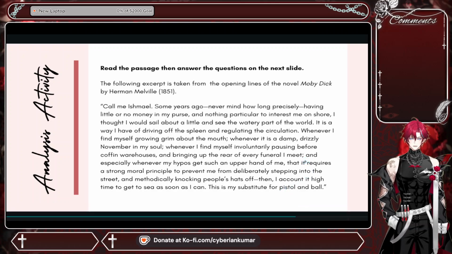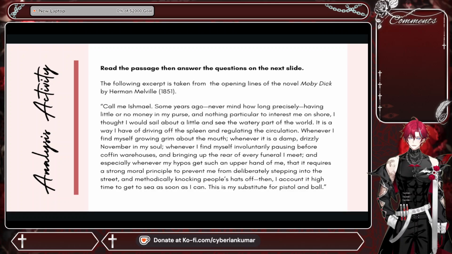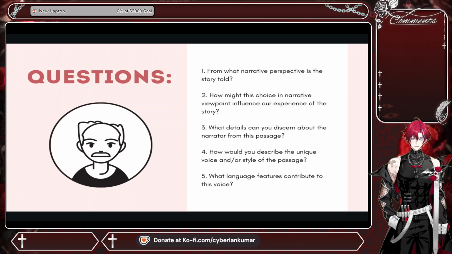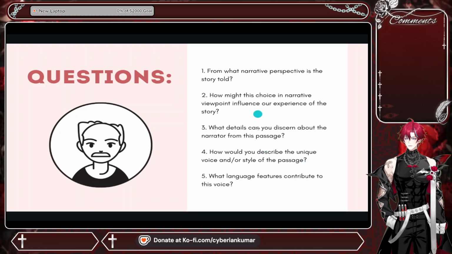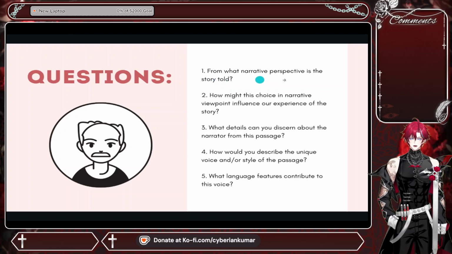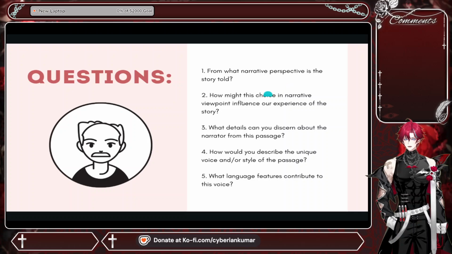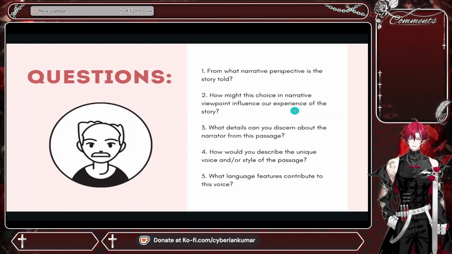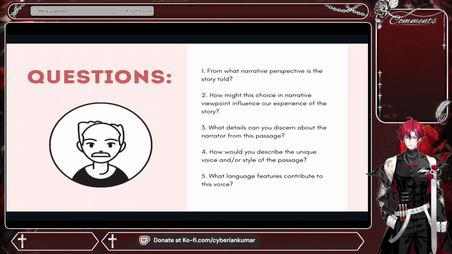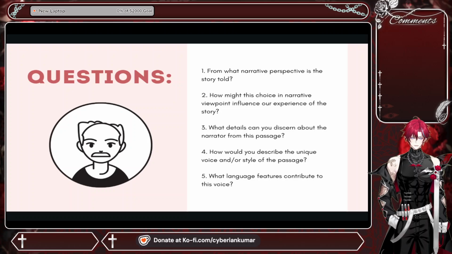So this is an excerpt from Moby Dick, basically, right? Now these are the questions. Try to answer if you could answer these questions or not. The first question is, try to understand from what perspective the story is told. The second is how this choice in narrative viewpoint influences your experience of the story.